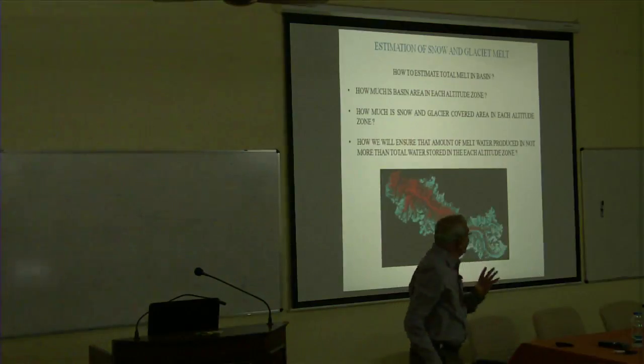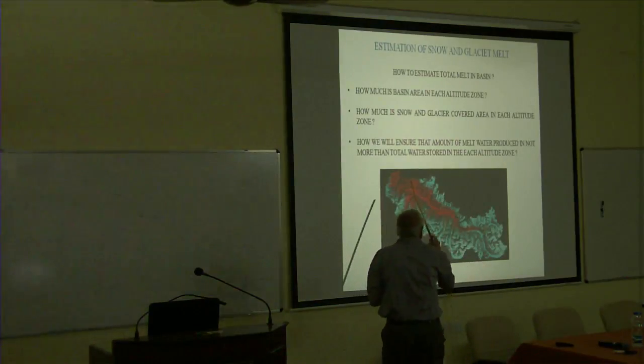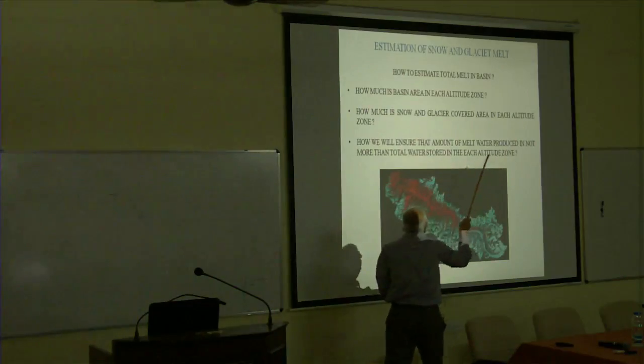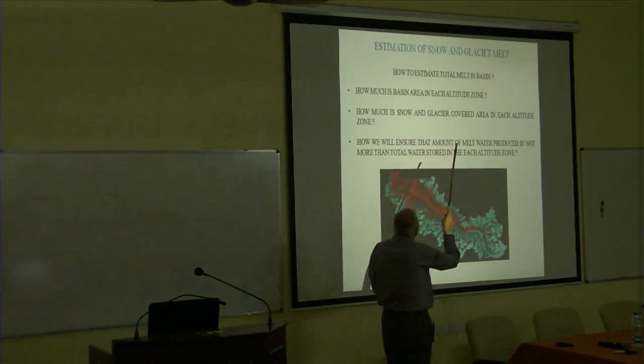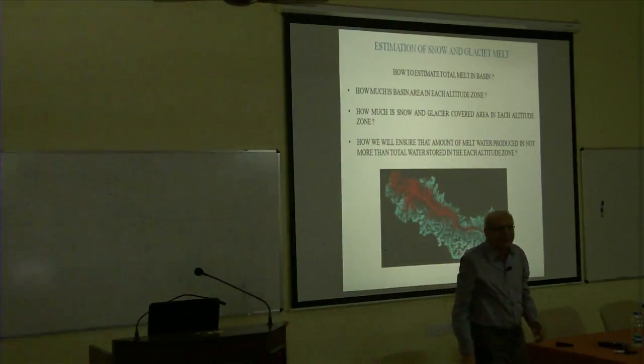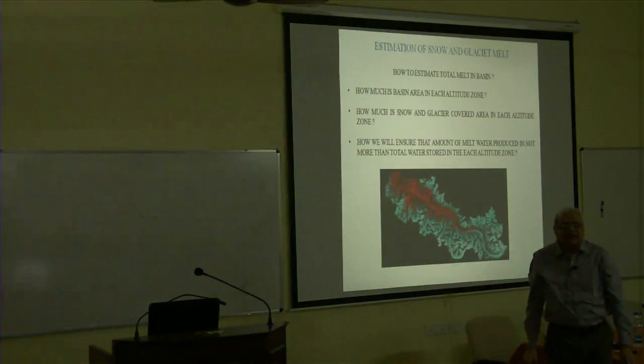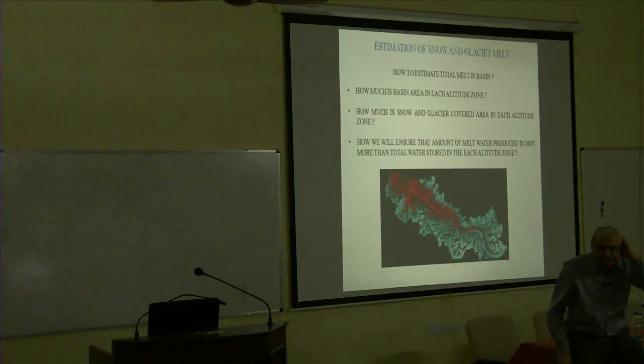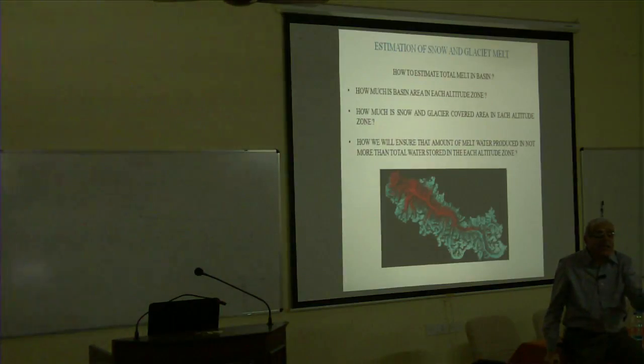And how will we ensure that the amount of meltwater produced is not more than the total water stored in each altitude zone? What is possible is, suppose you have 1 meter of snowfall in winter, correct, and you have one altitude zone. As summer comes, your model will show melt because you have positive degree days, and it will produce melt even if there is no snow.